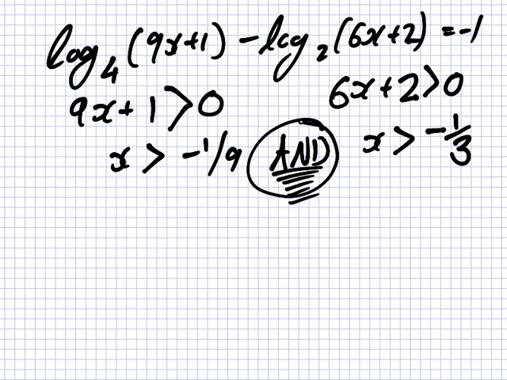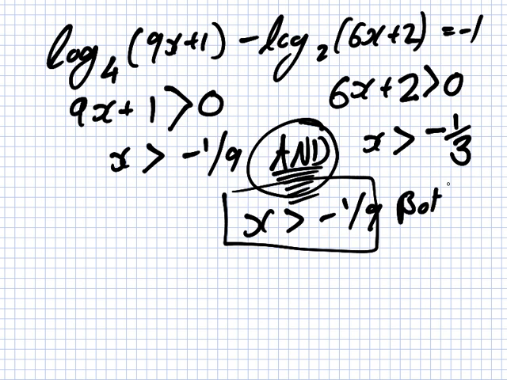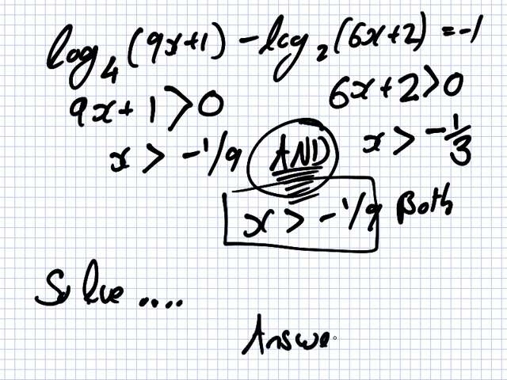Now the and is important here. So which is the ultimate one? Yeah, x must be bigger than minus 1 over 9. Because if x is bigger than minus 1 over 9, it's also bigger than minus 1 over 3. So this one here gives you both. And then you can solve. But at the very end, when you get your answer, you need to check if it's okay. You must do this in the exam because you will lose marks if you don't check if your answer is okay. Because sometimes you get 2 answers but only one of them is right.